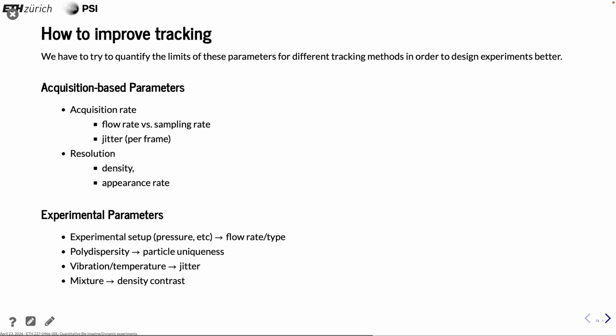So, how can you improve it? Of course, you can increase the acquisition rate, either by changing the camera or by slowing down your process, if possible. You can also change the resolution, and that, again, means changing camera resolution, or also the density of items you have in the field of view. And of course, you may need to change the field of view as well. So there are quite many things that you can change in the acquisition, but also in the experimental parameters, how you control what items you have to track.